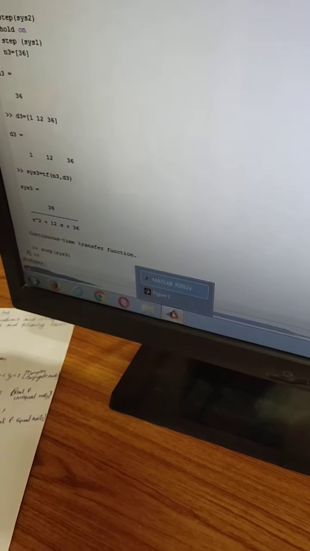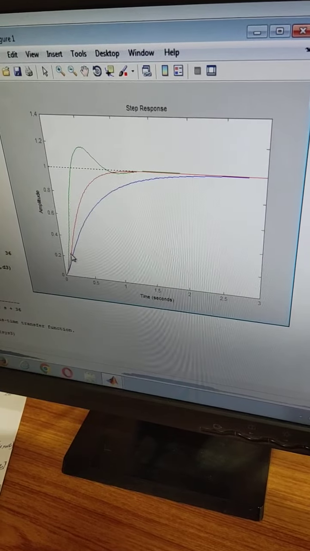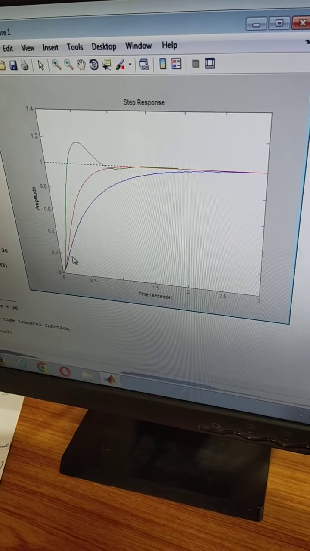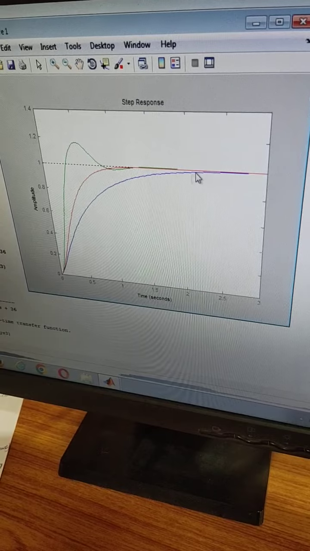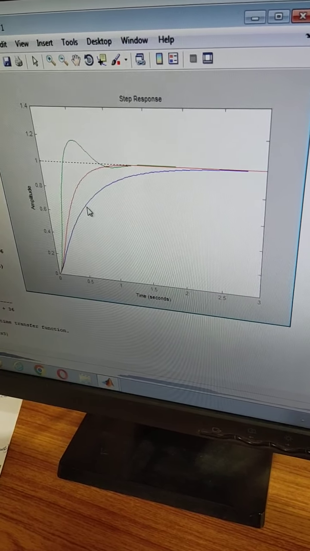So now we will get all the 3 plots. This green one is for underdamped system, this red one is for critically damped system, and this blue one is for overdamped system. Hence we observe the response of all the 3 cases for this step response.